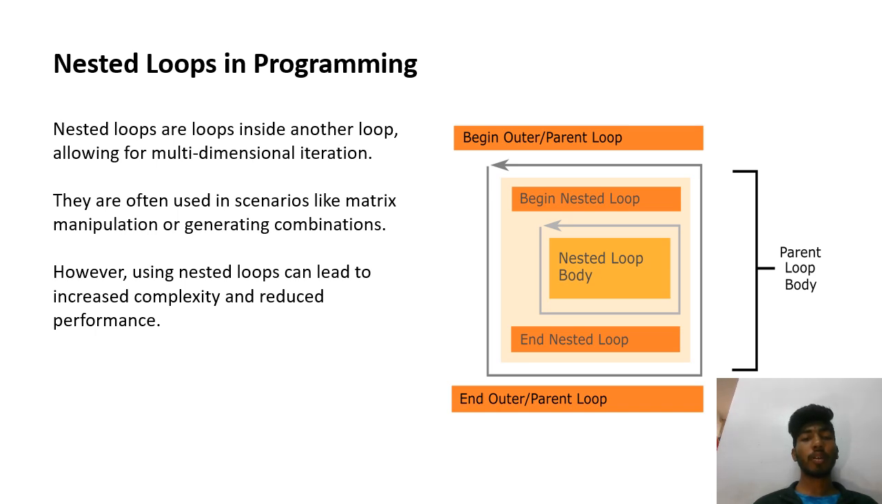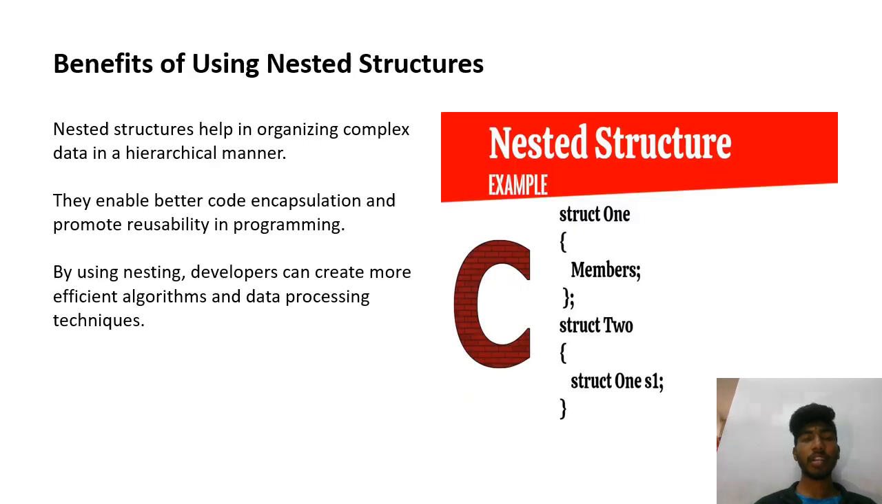Nested loops in programming. Nested loops are loops inside another loop, allowing for multi-dimensional iteration. They are often used in scenarios like matrix manipulation or generating combinations. However, using nested loops can lead to increased complexity and reduced performance.